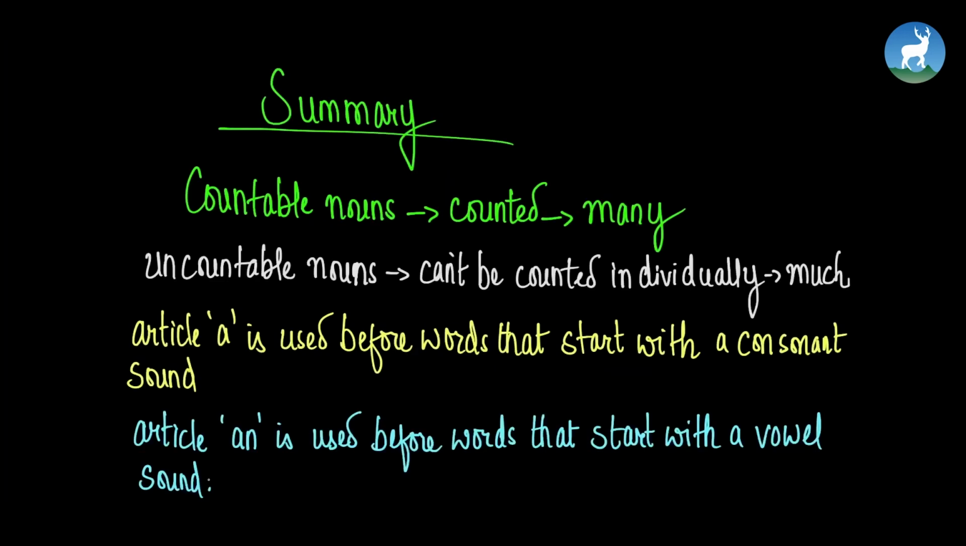Okay? So let's summarize what we have learned today in very short. Countable nouns can be counted and we use many with them. Uncountable nouns cannot be counted individually and we use much with them. We use the article a before words that start with a consonant sound, and we use article an before words that start with a vowel sound.